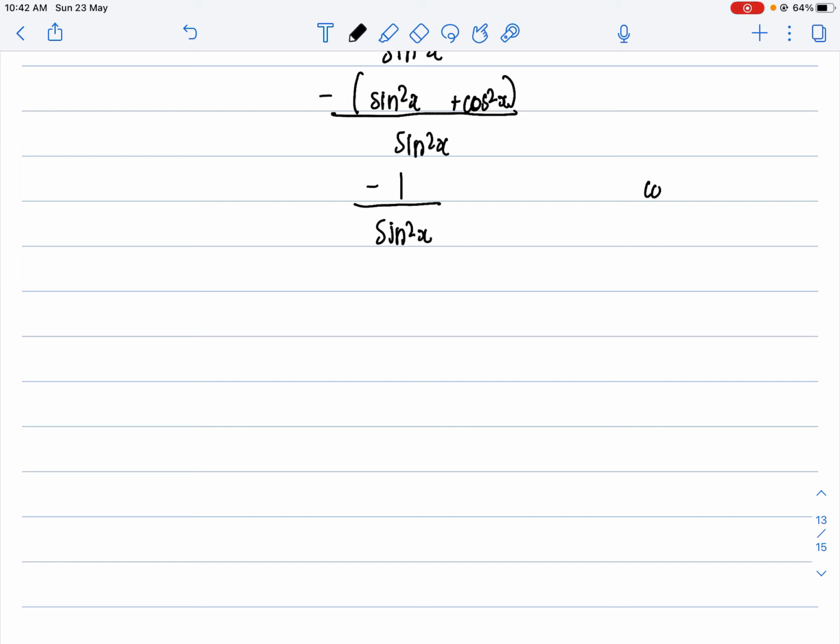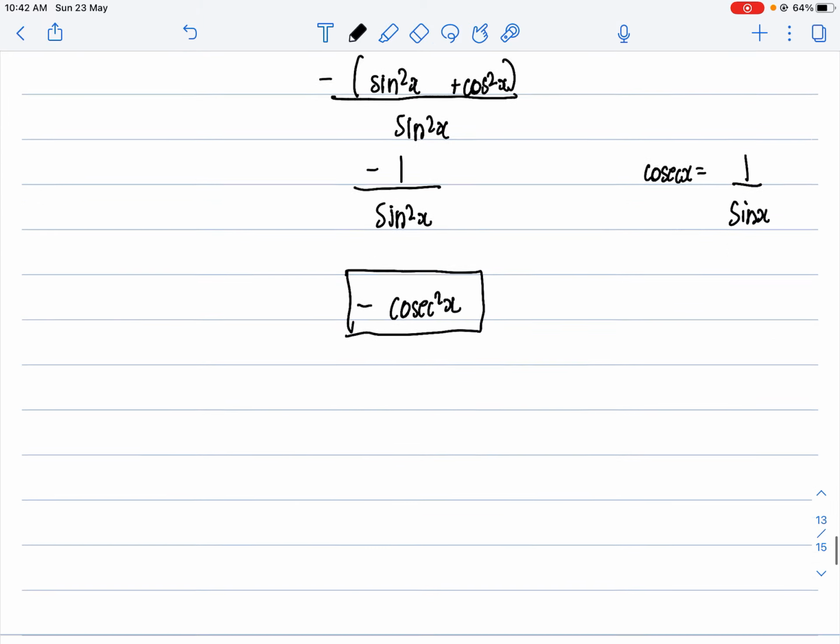Now I know cosec x is equal to 1 over sine x. So 1 over sine squared x can be written as cosec squared x, which is what I needed to prove.